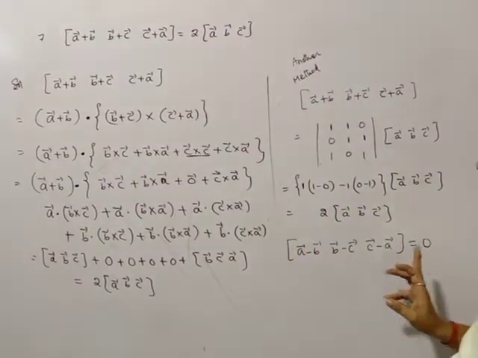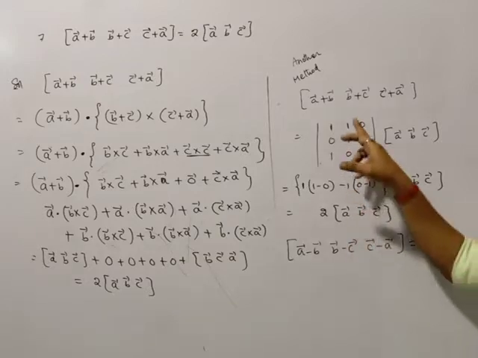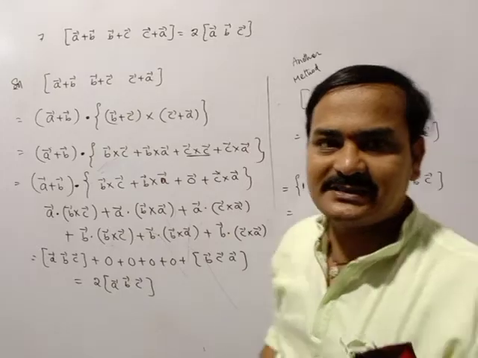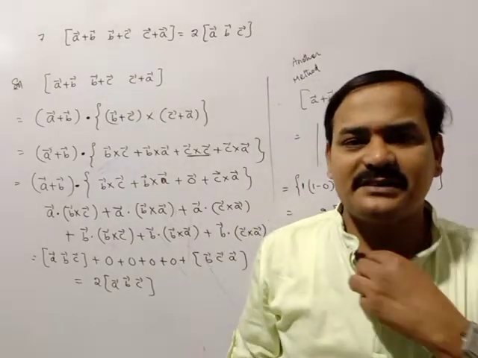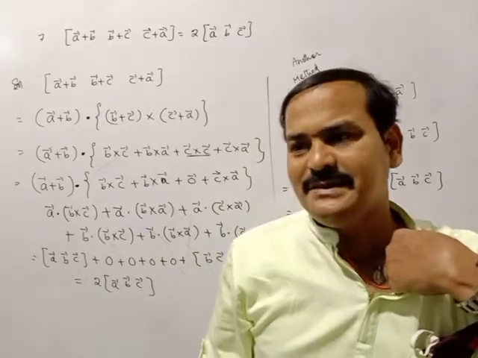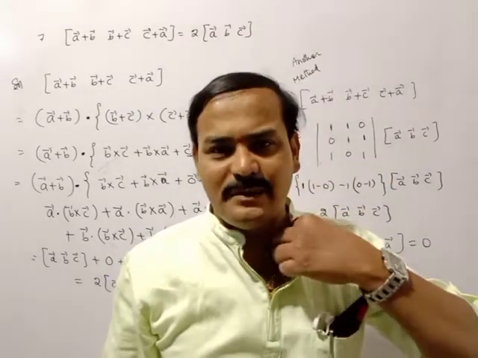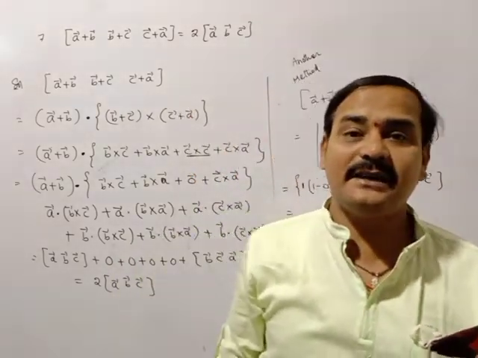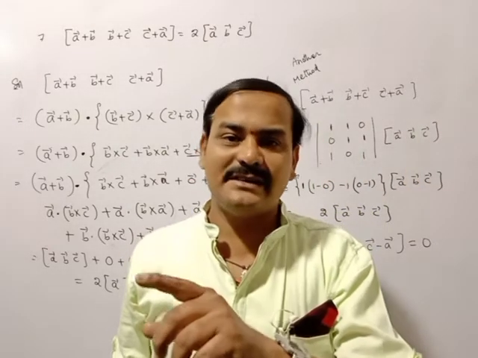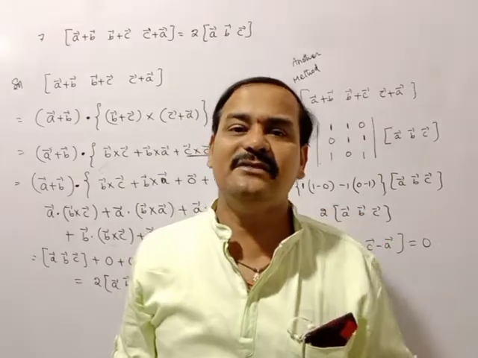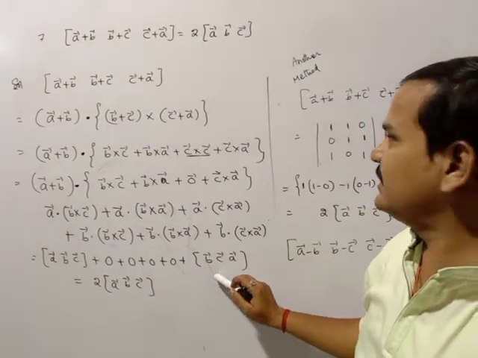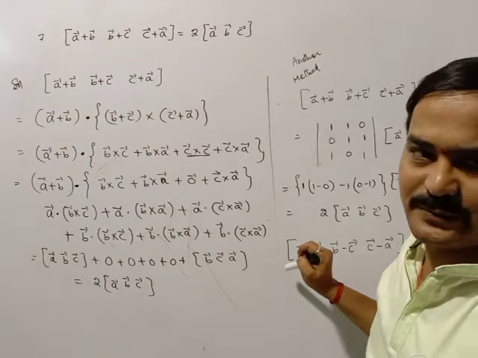If minus is given, it means 0; you need to solve for the unit. You can go for this method also. So what happens is, if box of a bar plus b bar, b bar plus c bar and c bar plus a bar is given, that is 2 times box of a bar b bar c bar. Suppose box of a bar minus b bar, b bar minus c bar, c bar minus a bar is given, then that value is 0. You can use this method for the examination purpose. This is the method for the competitive purpose.